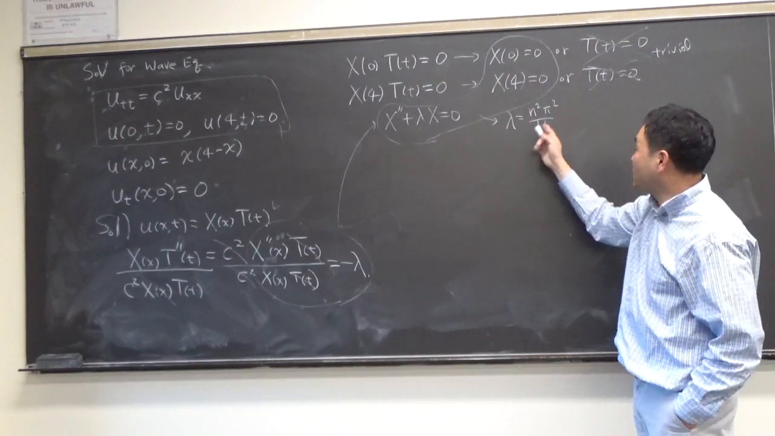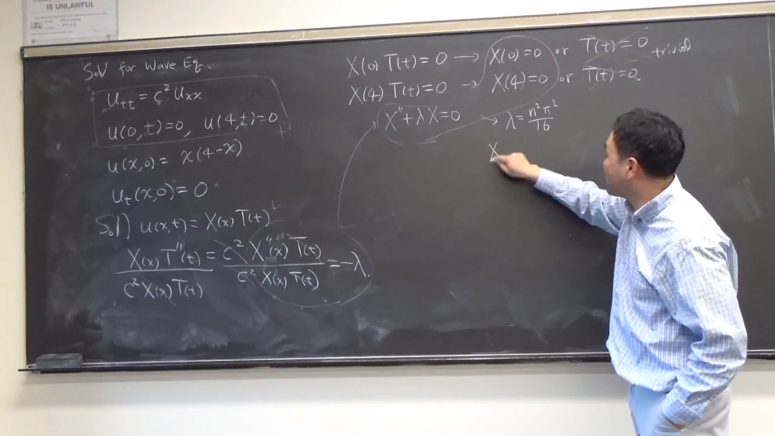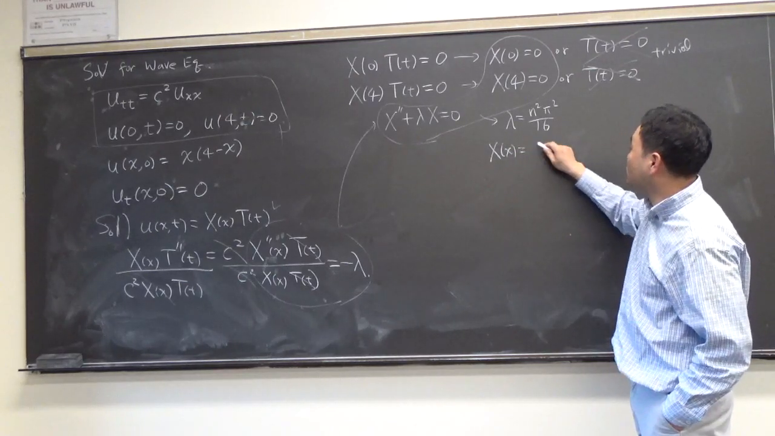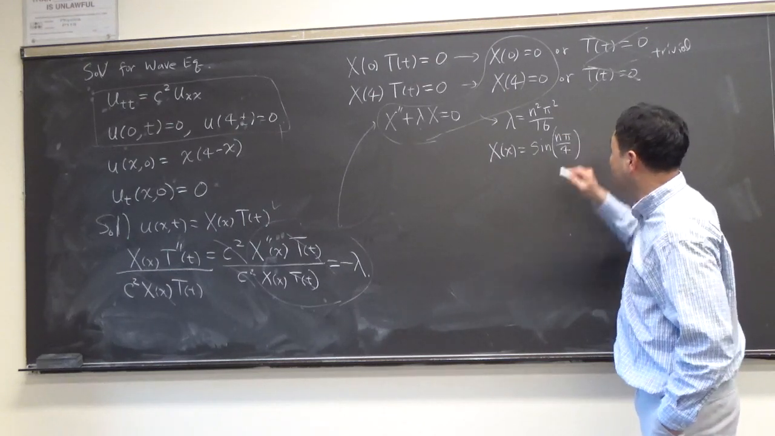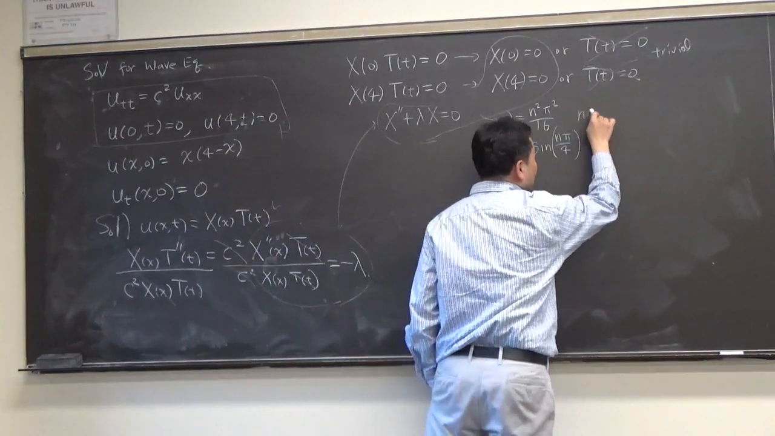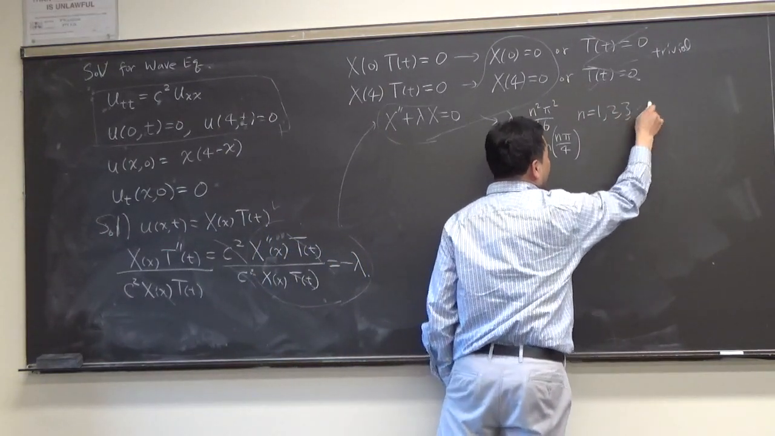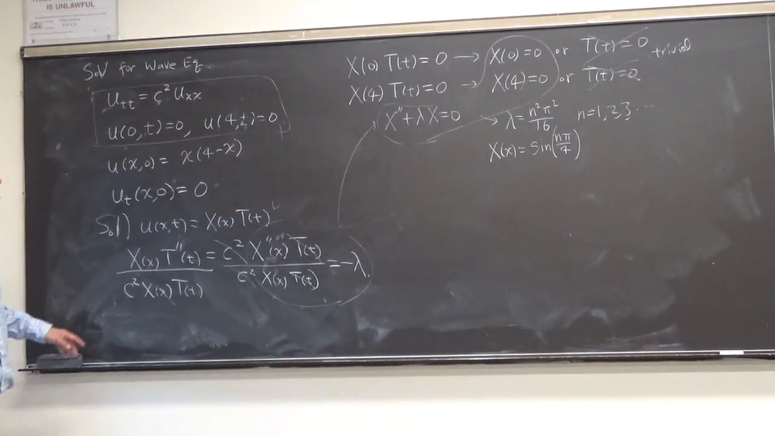At the end of the day, this is what you're going to get: X(x) equals sine of n pi x over 4. So these are the eigenfunctions, and these are the eigenvalues, with n equals 1, 2, 3, and so on.